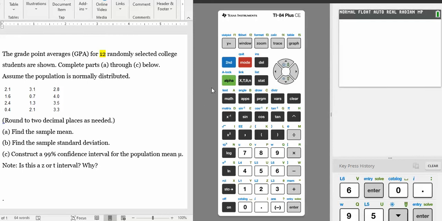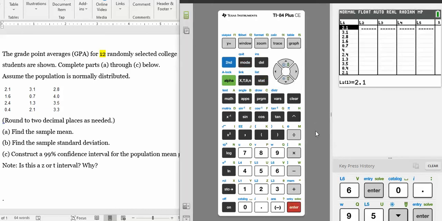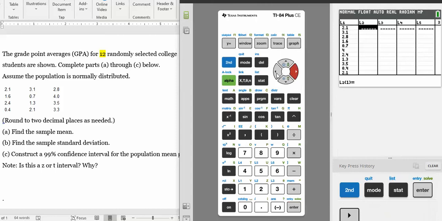So step 1, you're going to input these 12 data into L1. So go to STAT, Edit here, and hit enter. That is where you will input the 12 data, okay? I already input these 12 data. You can tell I input 12 data because when I point out here, this is number 13, so that means I have 12 data right here. So what's a quick and easy way to find the sample mean? Well, 2nd MODE is quick.